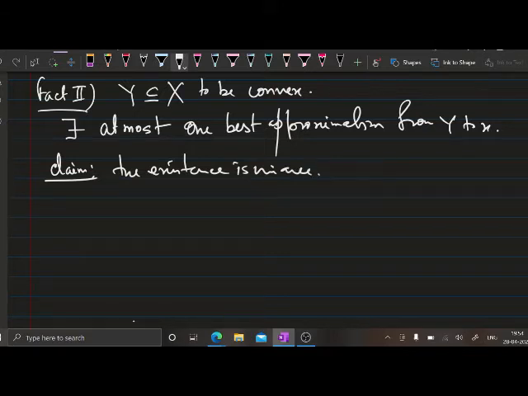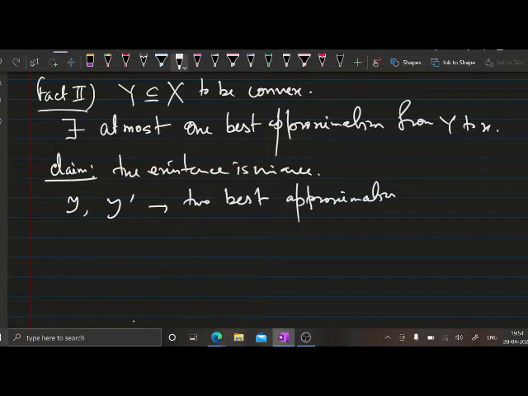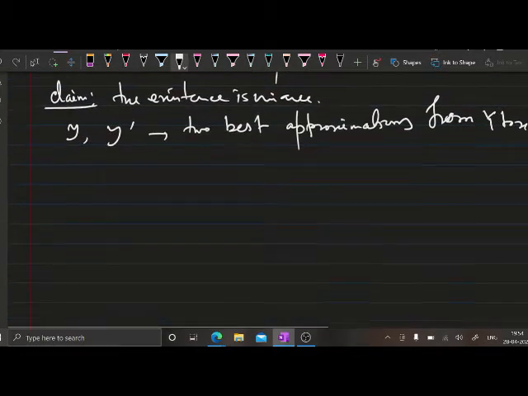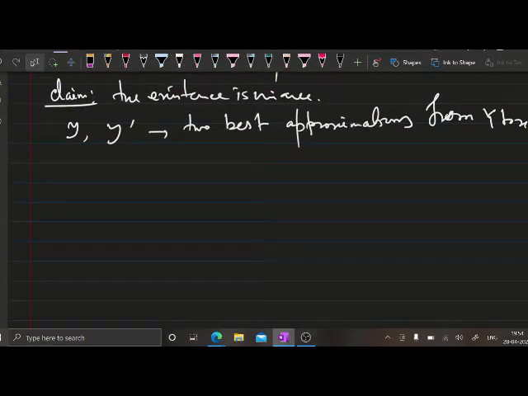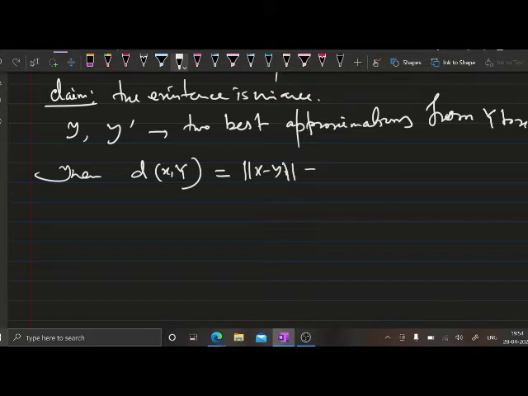That is, if you consider y and y dashed to be two best approximations from capital Y to X, then d(x,y) equals the norm of x minus y, which equals the norm of x minus y dashed. And suppose you consider this common value as, say, d.